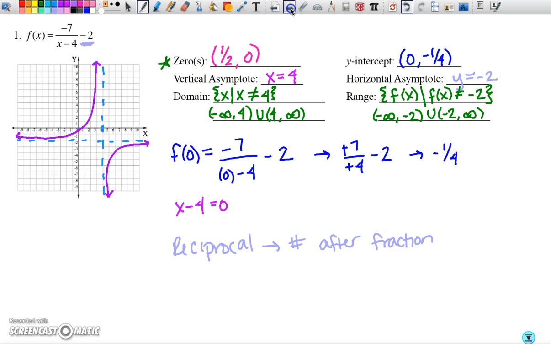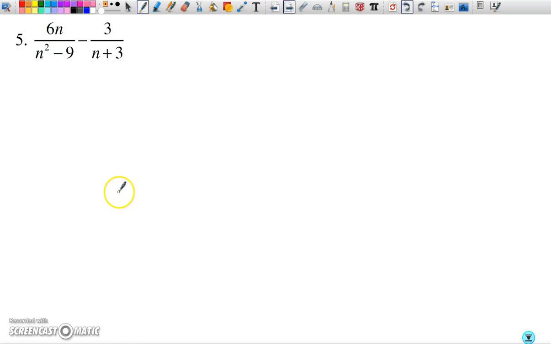Okay, so the next one I decided to do for you is number 5, and that's just because it's a subtraction problem and you have some factoring. So we need to factor and we need to get a common denominator. So let's go ahead and start with our factoring.